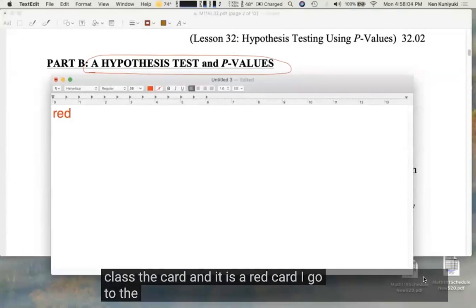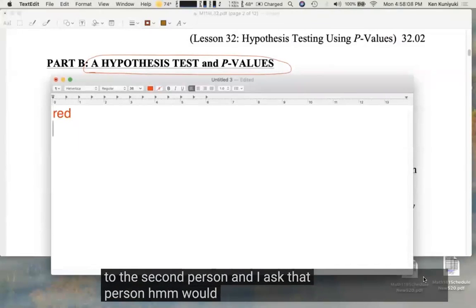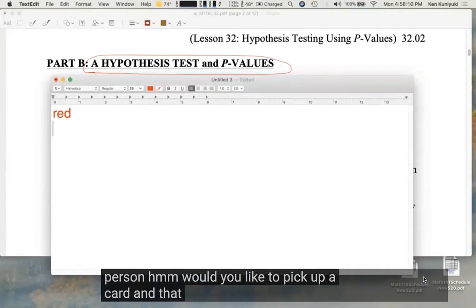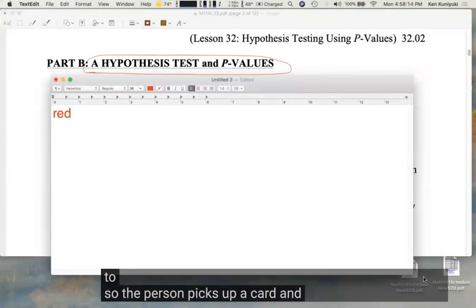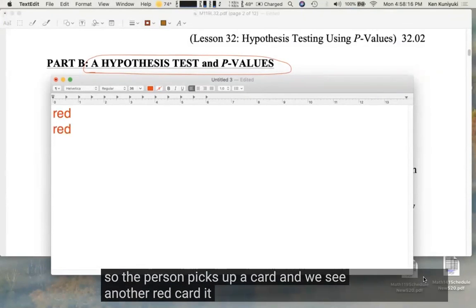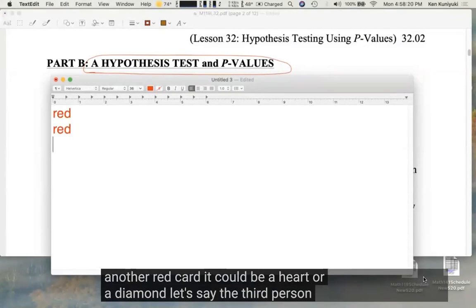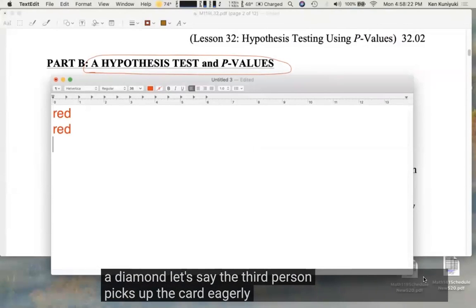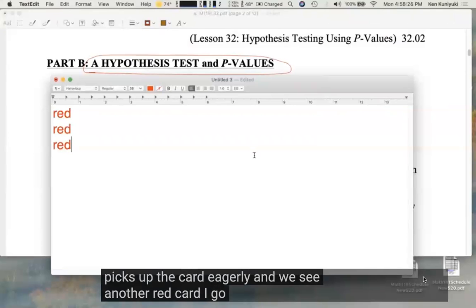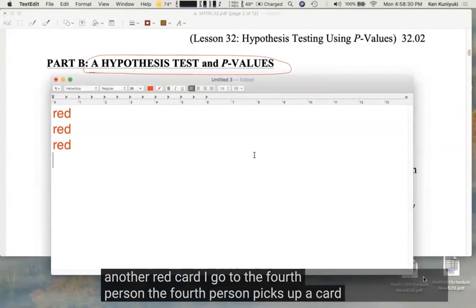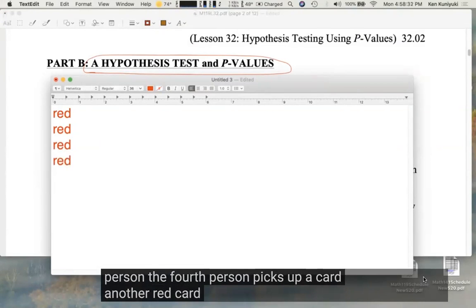I go to the second person and I ask that person, would you like to pick up a card? And that person says, why, I'd love to. So the person picks up a card and we see another red card. It could be a heart or a diamond. Let's say the third person picks up the card eagerly and we see another red card. I go to the fourth person. The fourth person picks up a card, another red card.